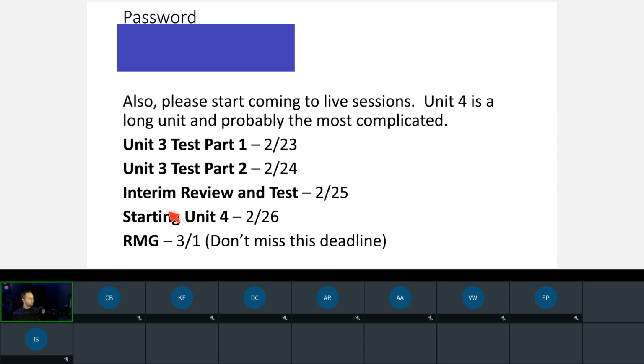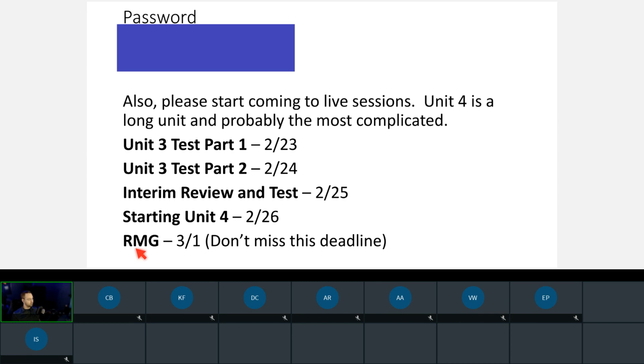And then on Friday, we're starting Unit 4, and Unit 4 is long. It is like a month long. It's annoyingly long. If you fall behind in Unit 4, I'm going to say it's nearly impossible to catch up in a few days. So please, everyone get caught up and come to live sessions for Unit 4 or watch the recorded ones. Just stay up to date.